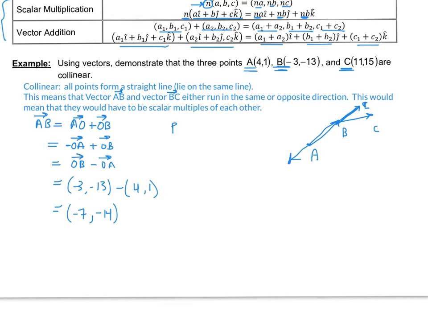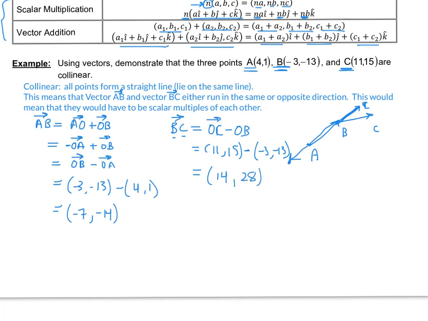If I take a look at B to C, again, I could run through this whole thing, but the key idea is if I want vector BC, I'm really taking OC and subtracting OB. So I take the second one and subtract the first one to get that vector. OC would be 11, comma 15, and we're going to subtract negative 3, comma negative 13. 11 take away negative 3 would be 14. 15 take away negative 13 would be 28.